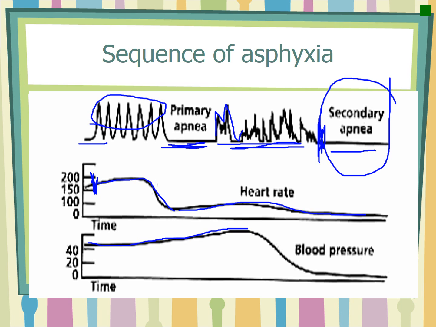So this is just a review of the asphyxia that occurred. So right here, we're in normal respirations, okay, right? That's what the normal ones look like. Right about here, we're going to have an asphyxiating episode of some sort, okay? This is going to make the heart rate first rise, but then it's going to drop, okay? At this point, the baby is in primary apnea.